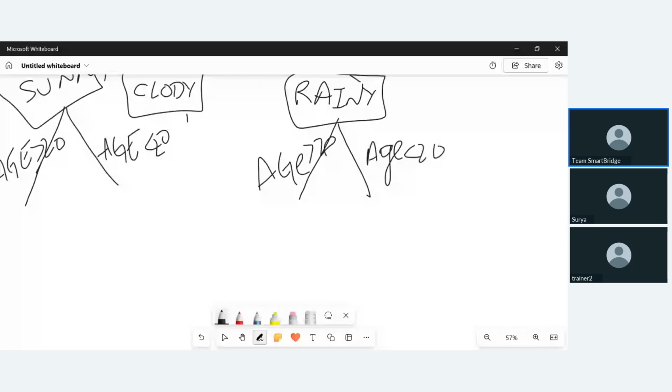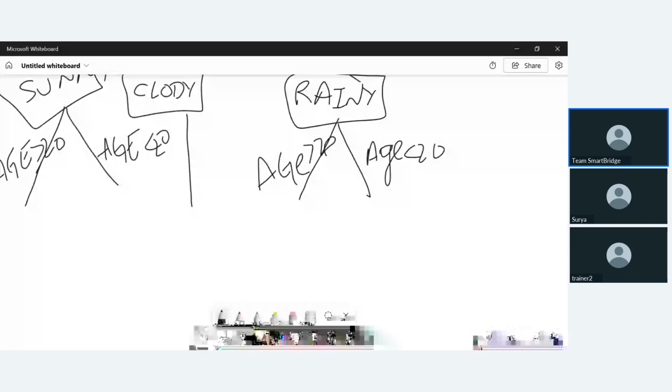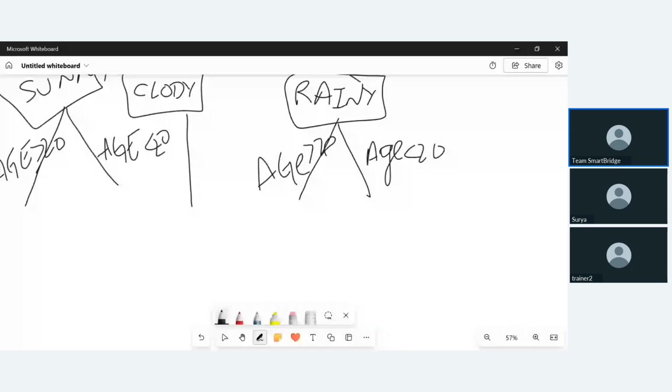Coming to cloudy, I'll be playing my shuttle. I'll be playing badminton whenever it is cloudy, even if my age is greater than 20 or less than 20, because cloud is a perfect weather. You'll be having clouds, no sun, no wind and everything. Whenever you're having these kinds of conditions, okay, let's get to this thing also.